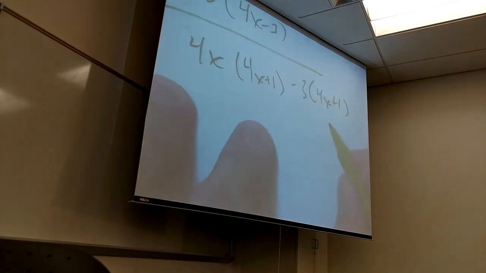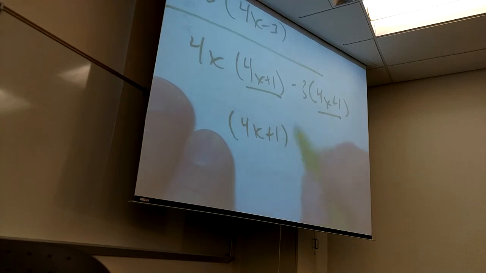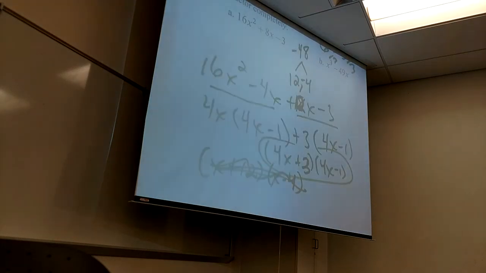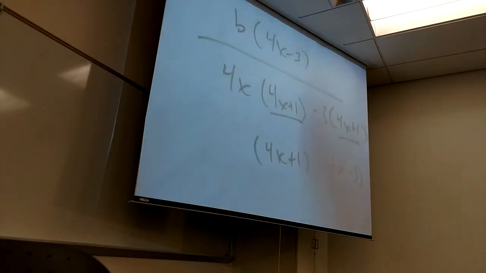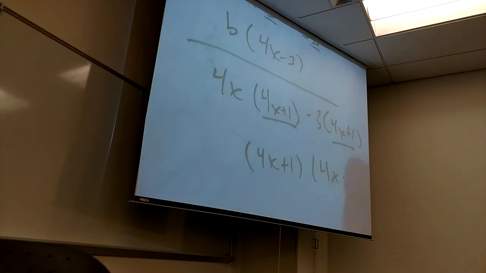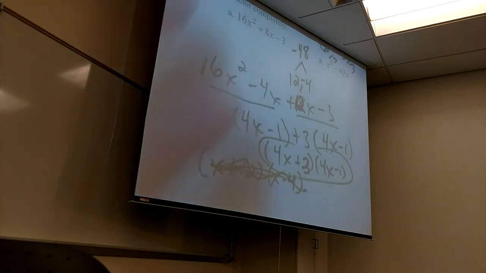How would I factor this? This is the same in both, so it can come out, and then I would be left with 4x, 4x minus 3. Of course, I got the plus and the minus mixed up, but I don't care. I see why it works that way. It's really just pulling out the GCF. I like it. Is it cool?